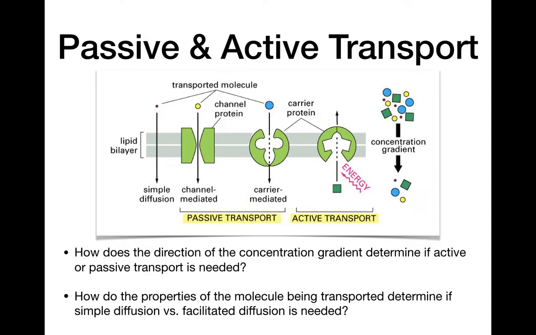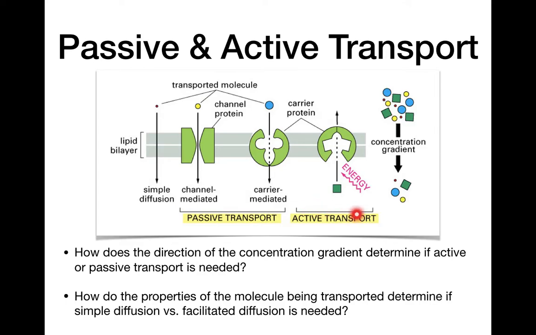Now, when we're going against the gradient and we're forcing molecules to go from low concentration to high, like here we're taking that single green square and moving it out, going in the opposite direction of the gradient, that costs us energy in the form of ATP.